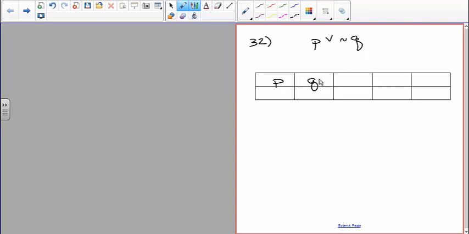So it was P, Q, and R. It's always the positive versions of the things. Then you have P, and then you write the statement out. The parentheses, well, there is no parentheses, so get rid of the parentheses. So you have P or not Q.